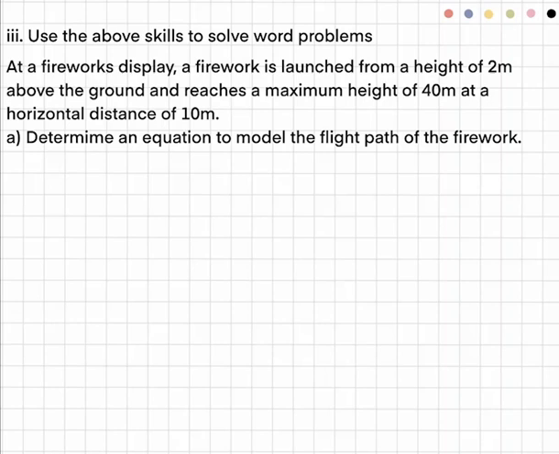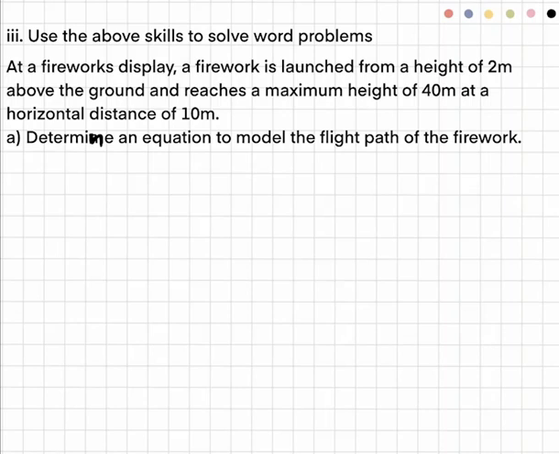At a fireworks display, a firework is launched from a height of 2 meters above the ground and reaches a maximum height of 40 meters at a horizontal distance of 10 meters. Determine an equation to model the flight path of the firework. How's that?